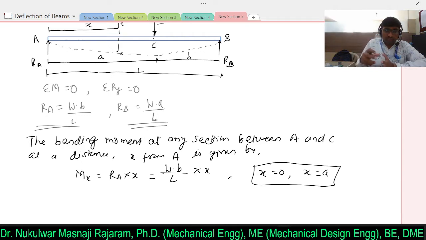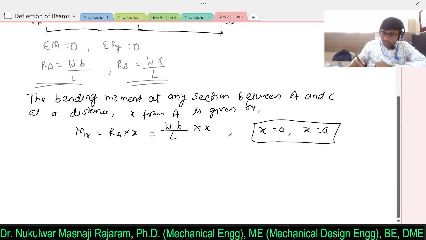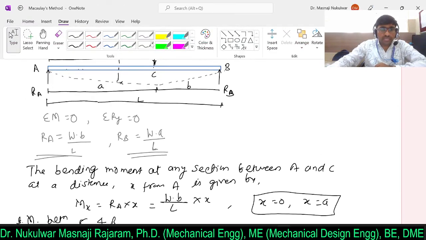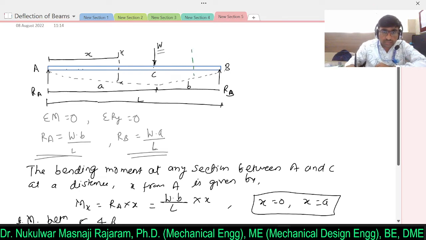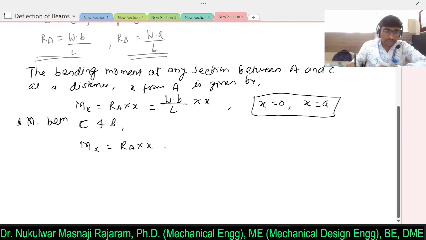Clear? Now the bending moment at any section between C and B. If you want somewhere here, then I will write the bending moment between C and B as Mx equal to RA into x. Again, I am just changing the section. Here I will consider the XX section again, and this will be the distance x. In the left side, how many forces are there? Two, RA and W. This will be clockwise and this will be anticlockwise. All are on the left side of the section. So I will consider RA positive and minus W into (x minus a). Clear?